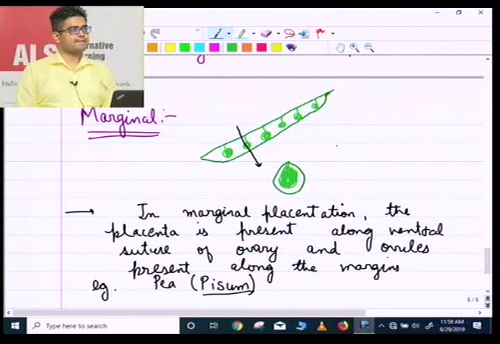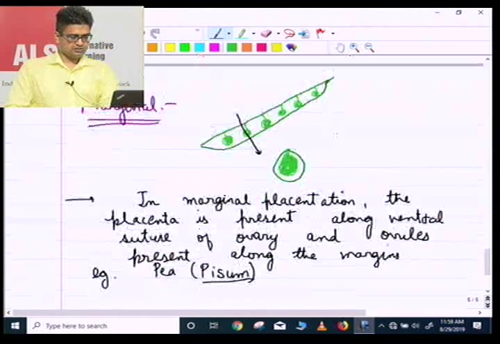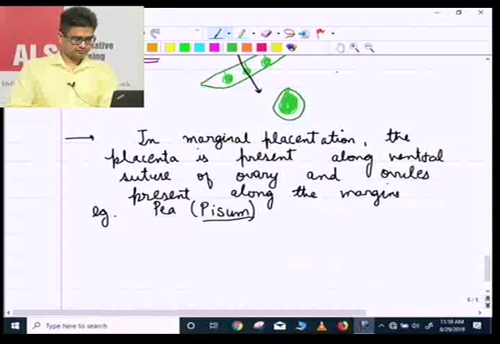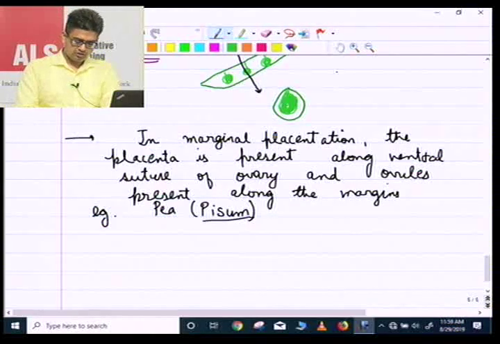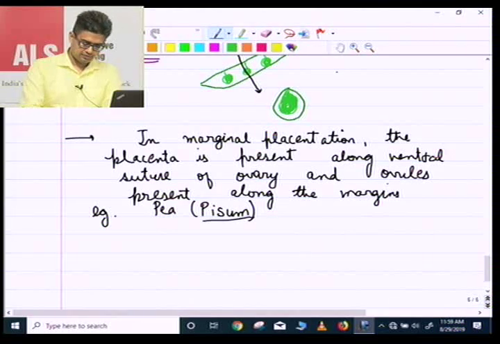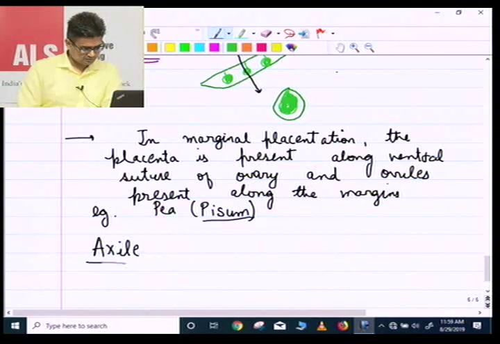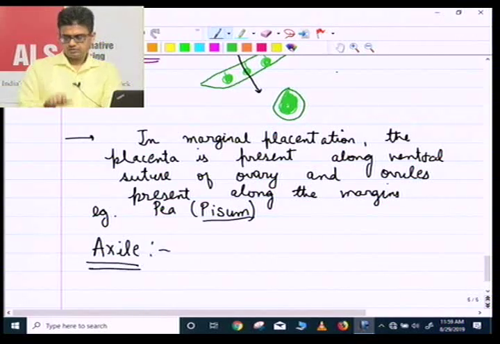Okay, all right. So this is the case of marginal placentation. Let's move on. Now there is another kind of placentation called axile placentation. So let's try to understand about axile placentation.